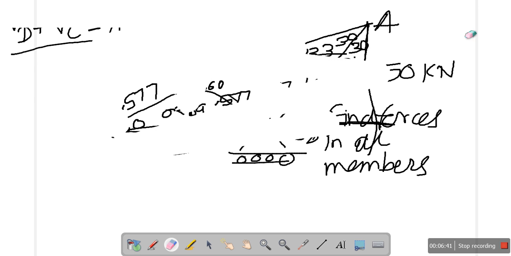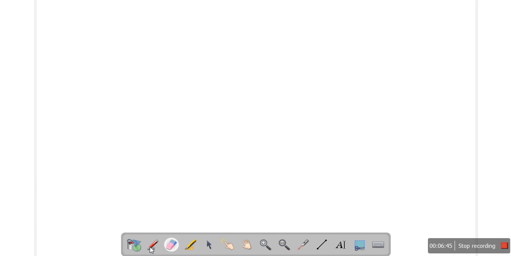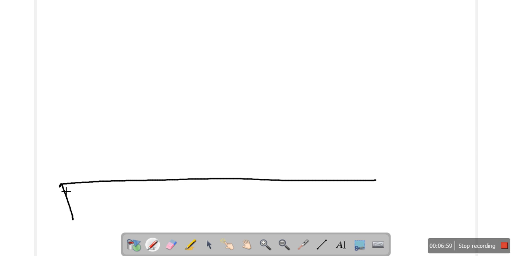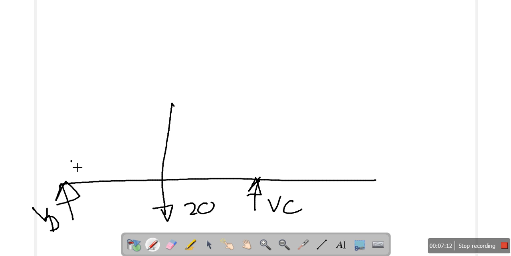Let me erase it all. So we have a situation. Let me redraw. There is one reaction over here, Vd. And one reaction over here, Vc. There is a 20 kilonewton force coming up.